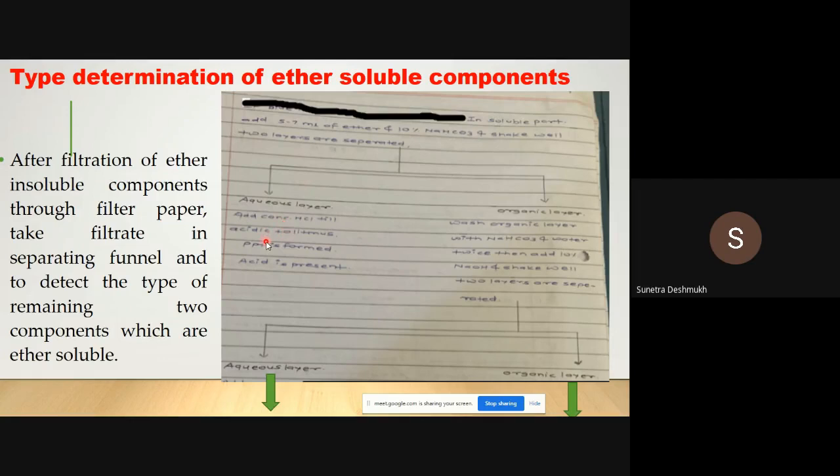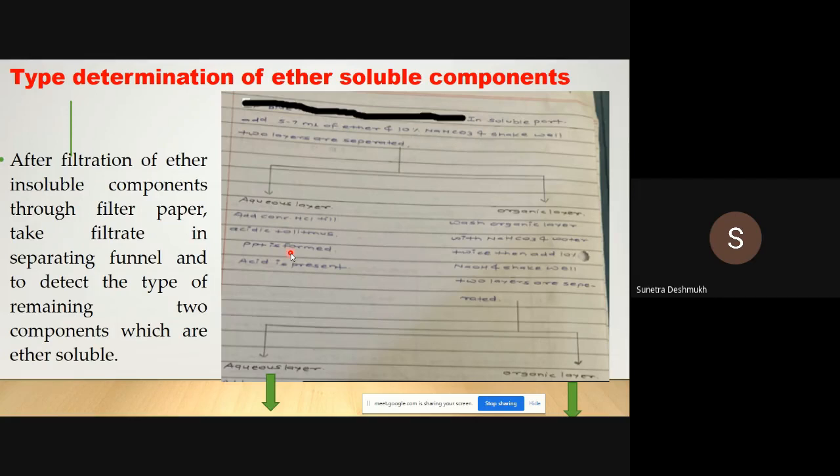To this aqueous layer, if acid is present, add 1 or 2 drops of dilute HCl for neutralization, and you will get precipitate formation. The sodium salt of the carboxylic acid will be neutralized with HCl, and once neutralized, you will get a precipitate in your test tube. If you get a precipitate, definitely acid is present in this mixture. So you got your second component, which is an acid and which is ether soluble.